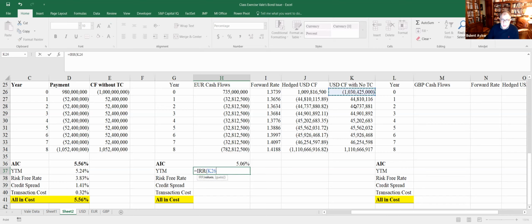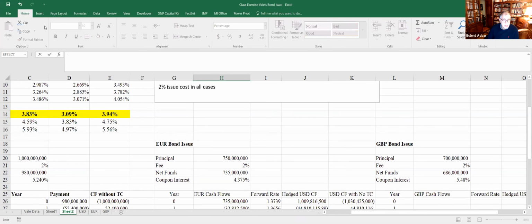And I can calculate this as 4.754%. Risk-free rate in US dollars from here, again, is 3.83%.